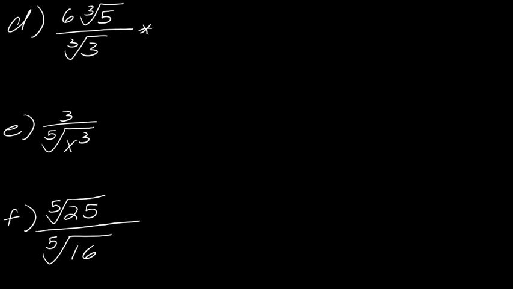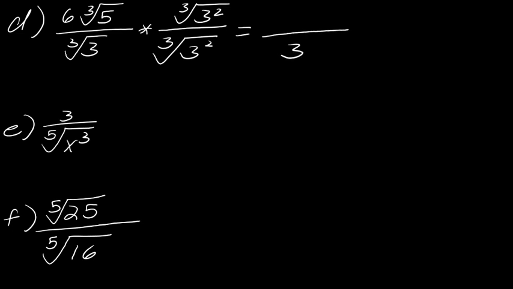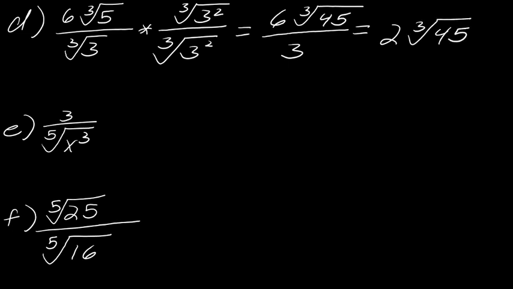Okay, so for this one, I've only got one power of 3, so I need to multiply the top and bottom by 2 more powers of 3. Now when I do this, this is going to be 3 on the bottom, and then this is 6 times the cube root of, and now you have to kind of keep this straight. So this is 5 times, what is 3 squared? 3 squared is 9, so this is really 5 times 9. 5 times 9 is 45. And you'll notice here you can actually simplify this, so this becomes 2 times the cube root of 45 because 3 divides into 6 twice.